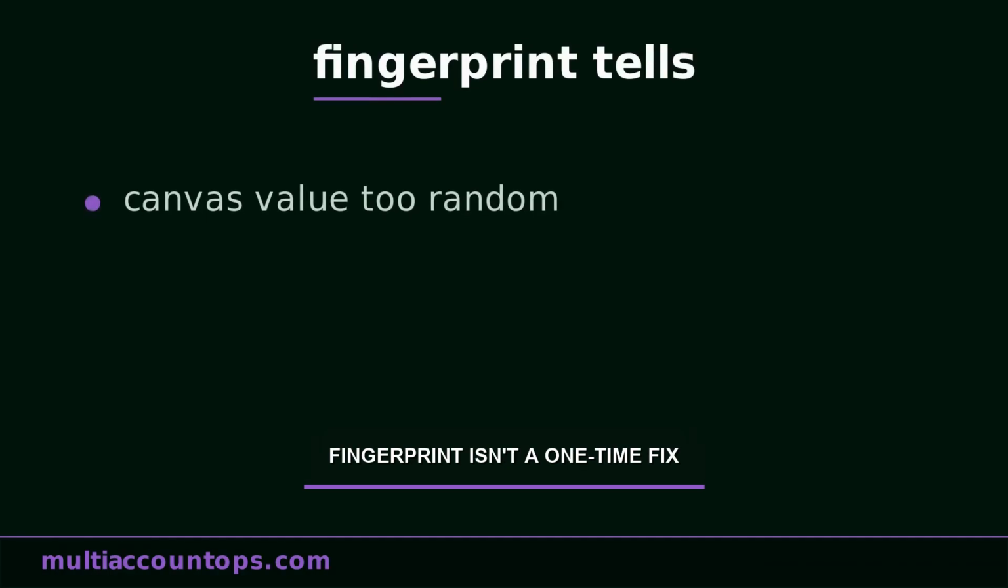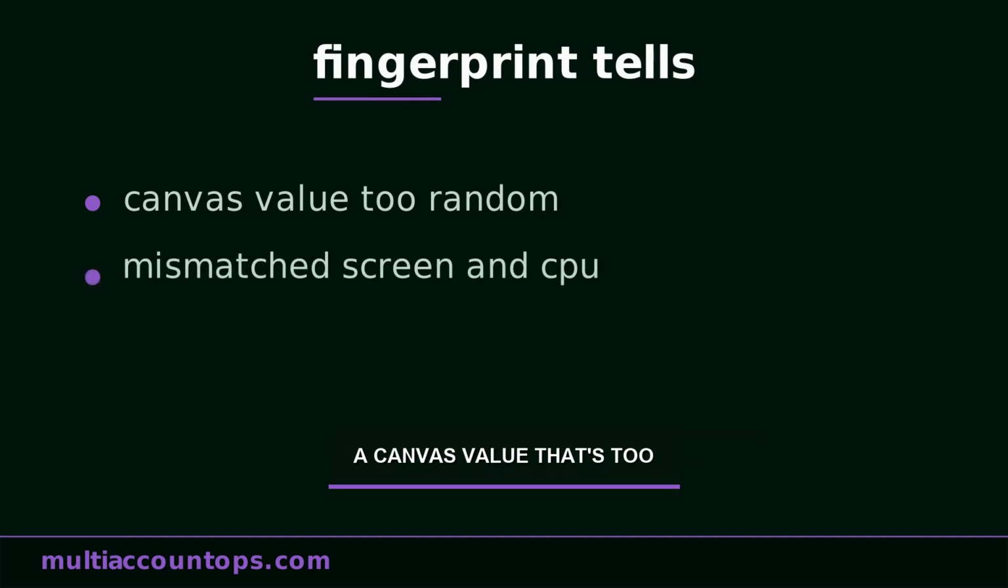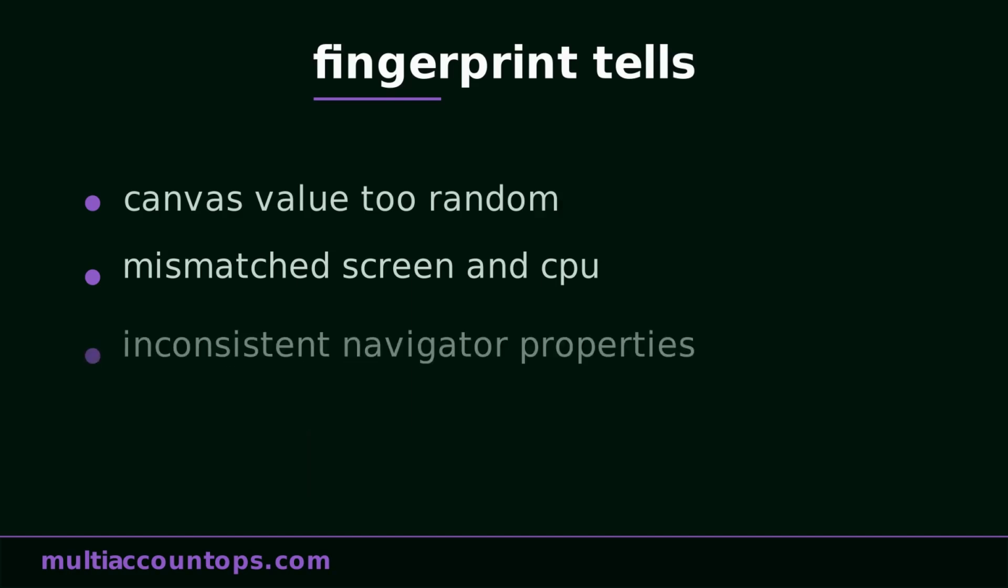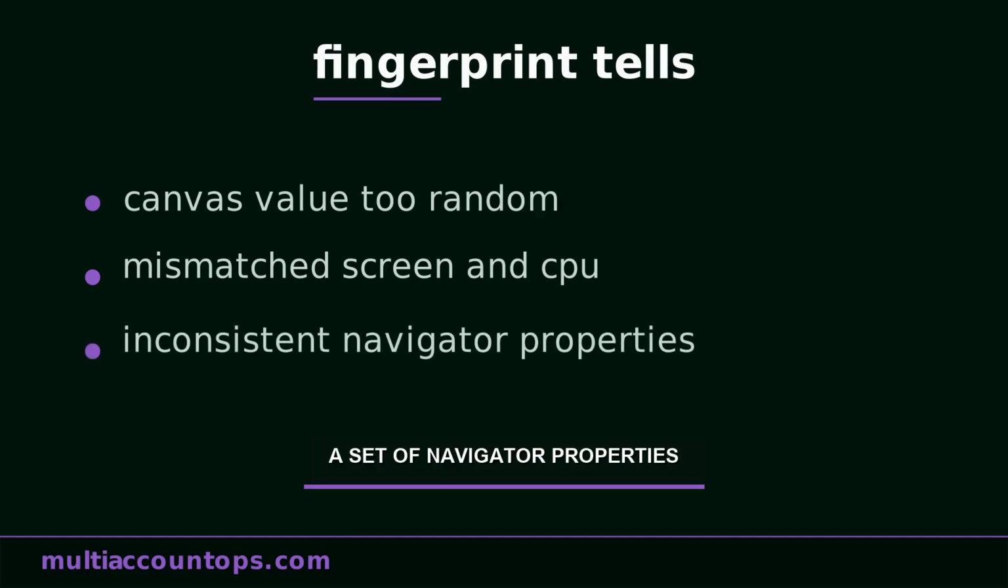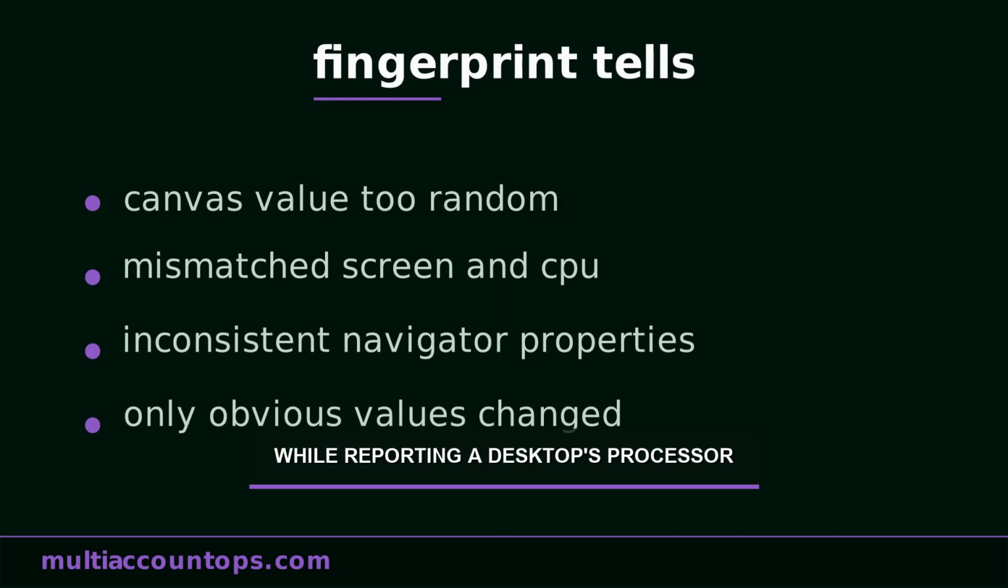Spoofing a fingerprint isn't a one-time fix either, because detection scripts keep getting better at spotting a spoof. A canvas value that's too perfectly randomized, changing on every single load instead of staying stable like a real device would, is itself a tell. A set of navigator properties that are internally inconsistent, claiming a phone's screen size while reporting a desktop's processor count, gives away the seam between the real machine and the disguise.